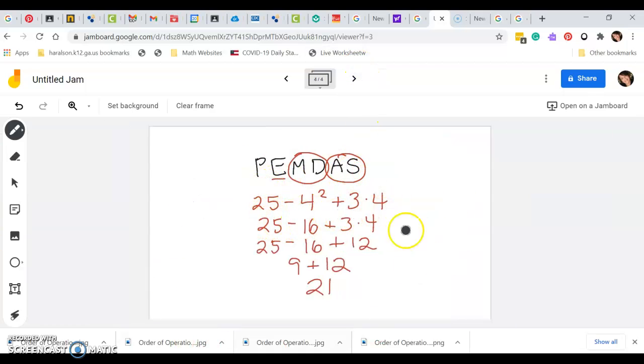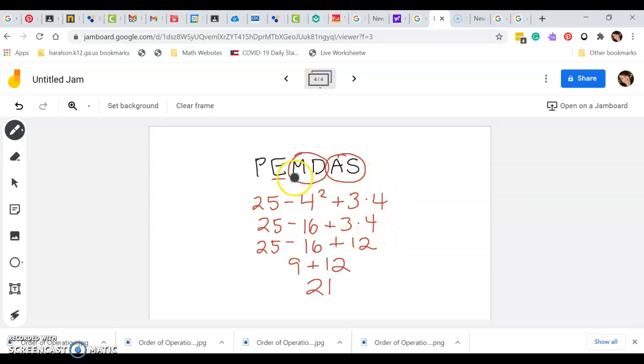So here's an example of a problem using PEMDAS. You always start with a P, but we look down and there are no parentheses. So we move to exponents. So we move over to this 4 to the second power. And that is solved as 4 times 4 is 16. And then I bring down the rest of the problem. So now I have a new problem, 25 minus 16 plus 3 times 4.